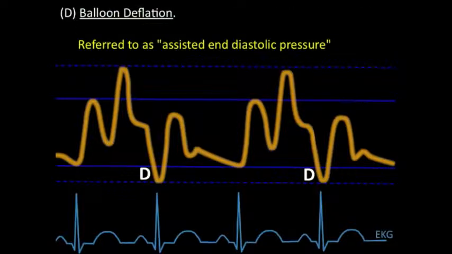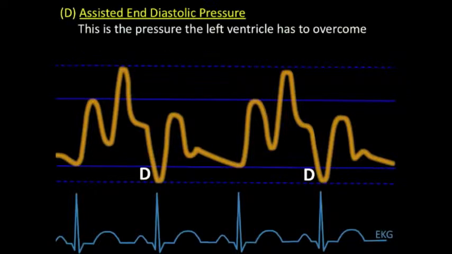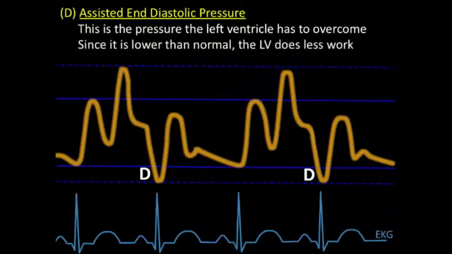And this is called the assisted end diastolic pressure. Not the LV end diastolic pressure, but rather it's the aortic end diastolic pressure. And this is going to be the pressure that the left ventricle is going to have to overcome for the aortic valve to open again. And if the assisted end diastolic pressure is lower than normal, which it sure is in this case, the ventricle doesn't have to work as hard to eject blood. So this reduces the heart's need for blood and oxygen, or myocardial oxygen demand.